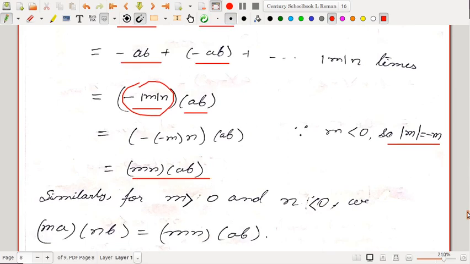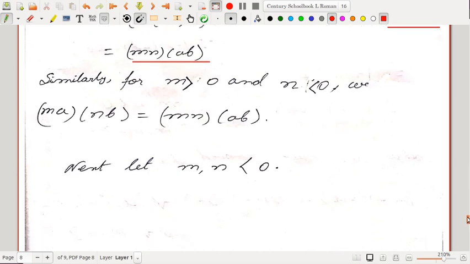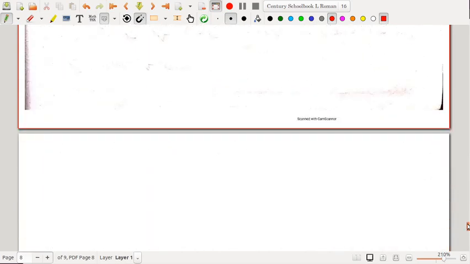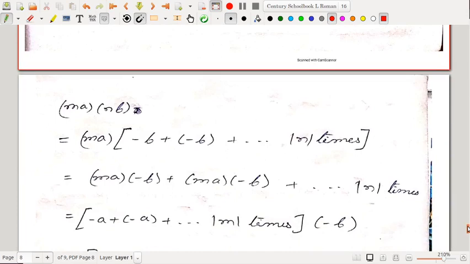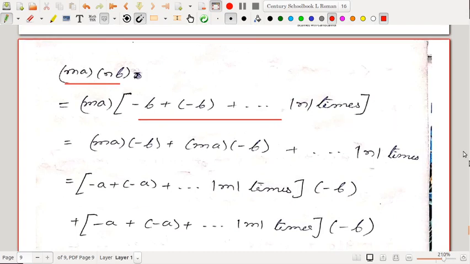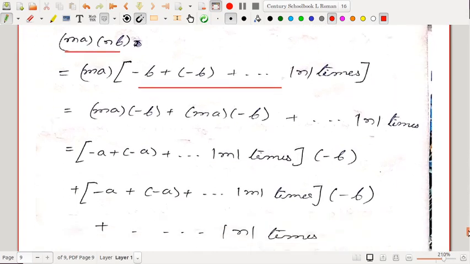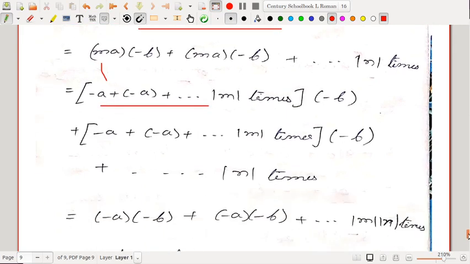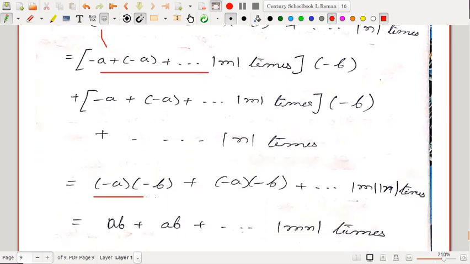Similarly we can show it for m greater than 0 and n less than 0. Next, if both are negative, then what we have to do? ma into nb will be, just apply the definition, minus b added mod n times. Then we apply this definition again: ma will be minus a added mod m times. Then apply the distributive property. So it's minus a into minus b added mod m into mod n times.